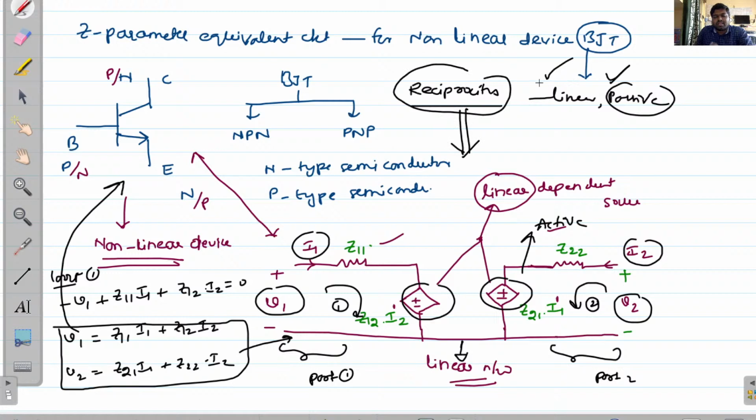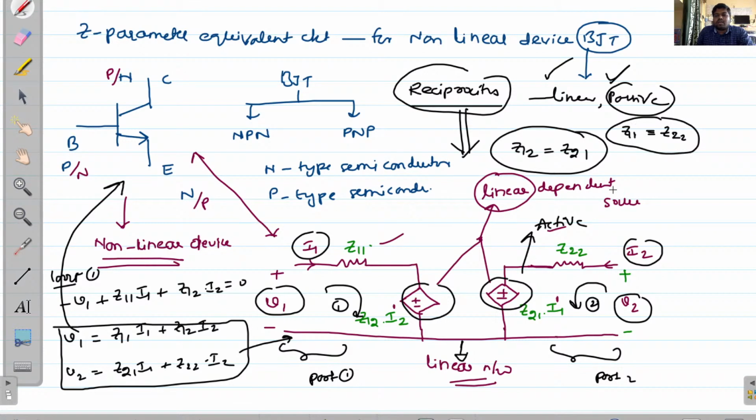That means what? In Z parameters, what is the reciprocity condition? If Z12 equals Z21, then it follows the reciprocity condition. But even if Z12 equals Z21, this will not follow the reciprocity condition. Why? Because of the presence of an active element in this particular network. But what about symmetry? The symmetry condition is what? If Z11 equals Z22, then the network is a symmetrical network.